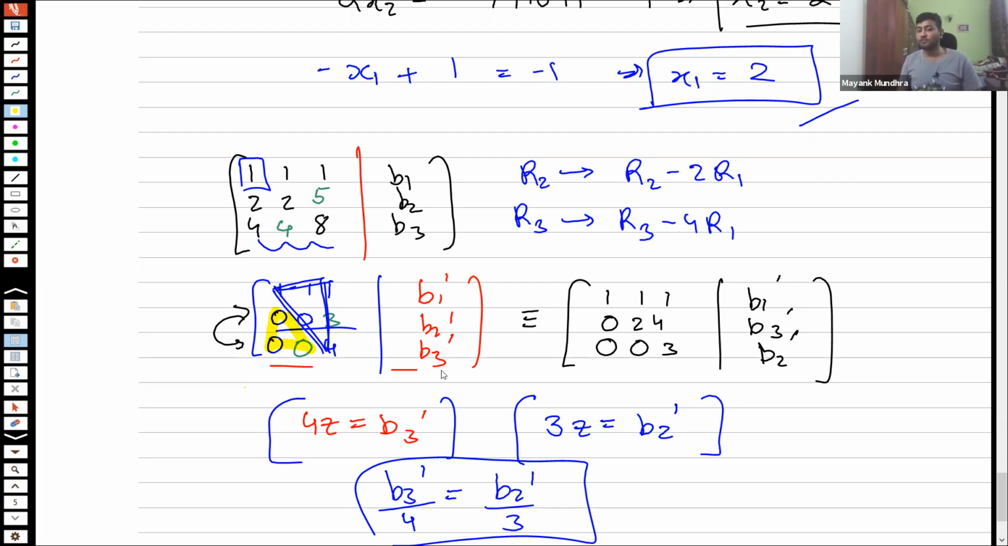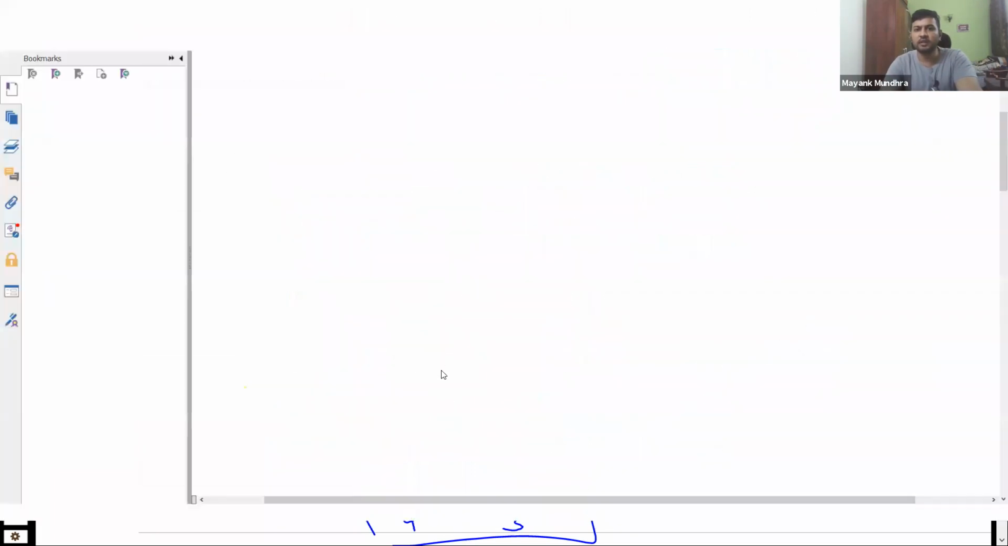Once you reach the echelon form, you are good to work with the system of equations. Okay, so let's leave it at this today.